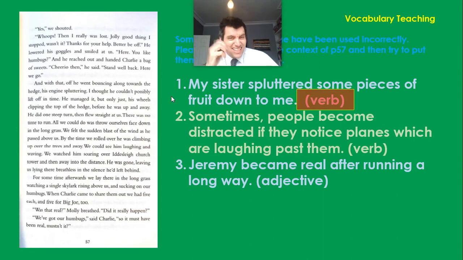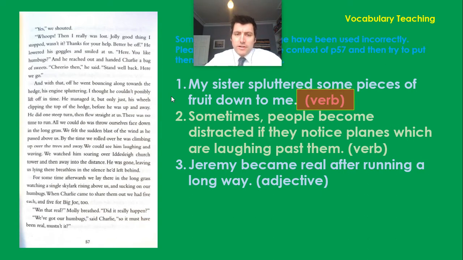Probably laughing doesn't sound right, does it? It is a verb that you're trying to swap in, so swap in the verb. Jeremy became real after running a long way. Was Jeremy a robot? Was he an alien? We're not sure. Probably not, so maybe real might be the incorrect adjective. Okay, so looking for the correct word to change those sentences to.